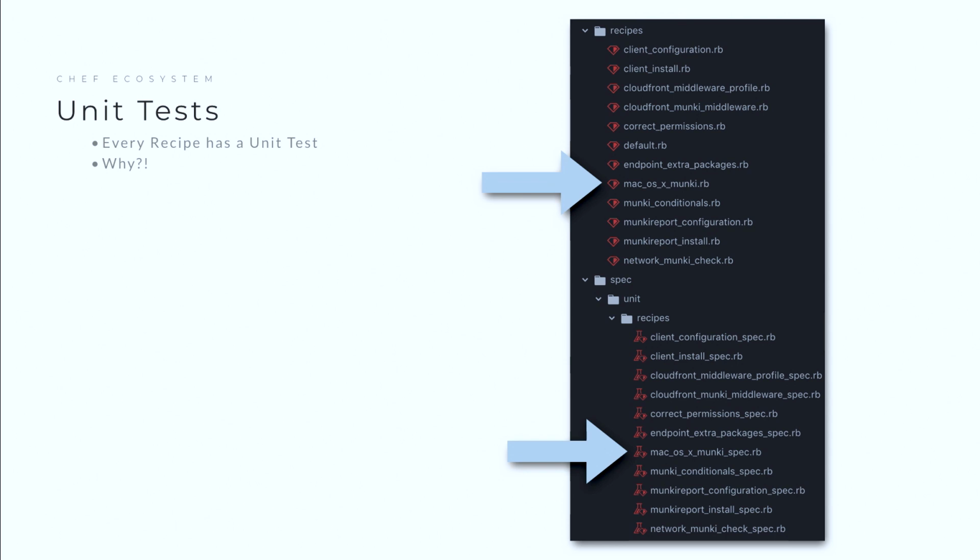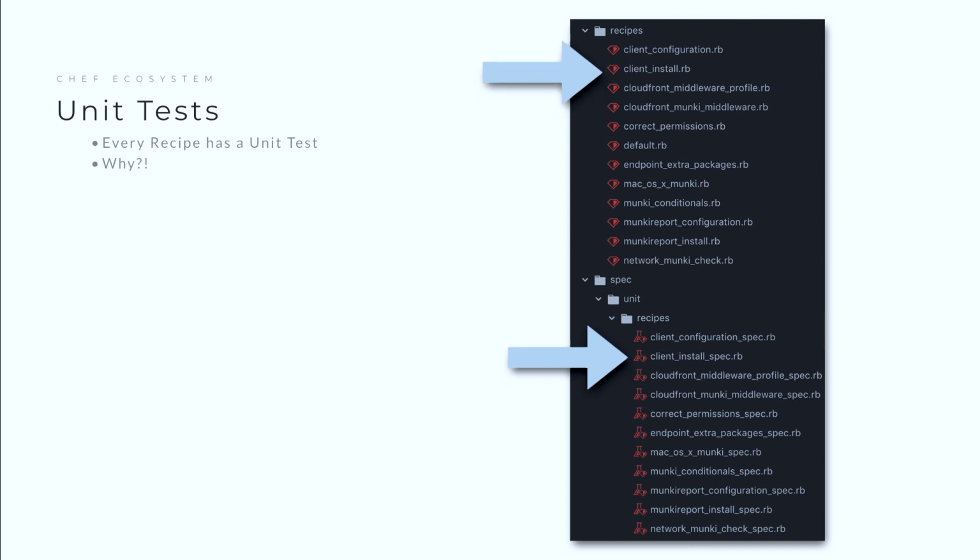So if we look at a cookbook, inside of a cookbook we have our recipes, and then we have our spec unit tests, which are recipes in and of themselves. So for everything we've written two. I'm sure someone will be smart and say, there's not a default test, and it's because the default literally just points to the next one. So yes, you're right, good job.